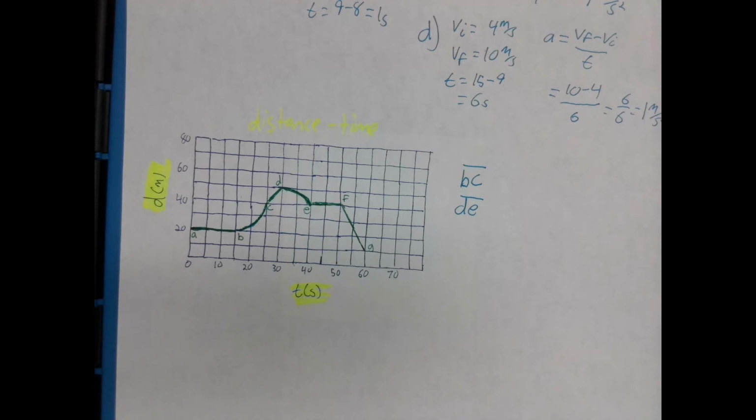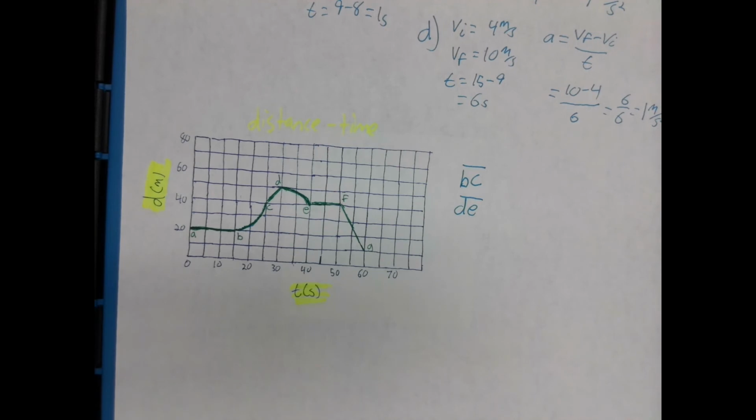Another thing I should note is that instantaneous velocity and average velocity are only equal whenever you have a straight line. So if you're accelerating, your speed is constantly changing. So your instantaneous speed, the speed at any given point, is constantly changing.